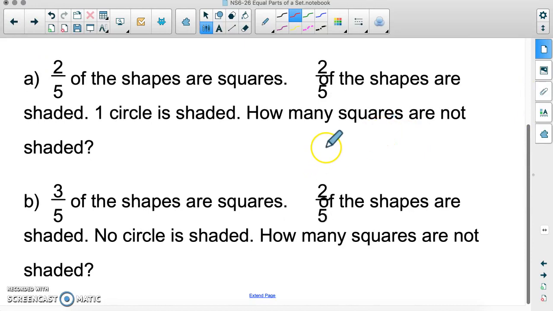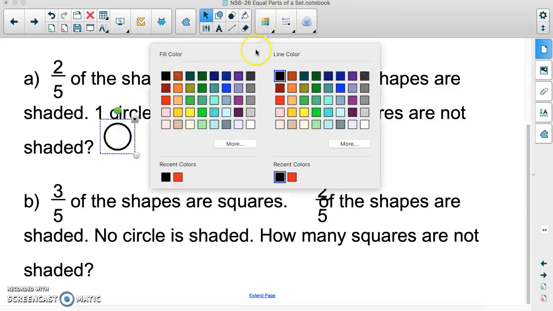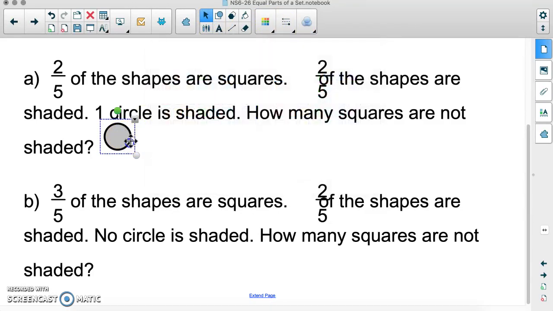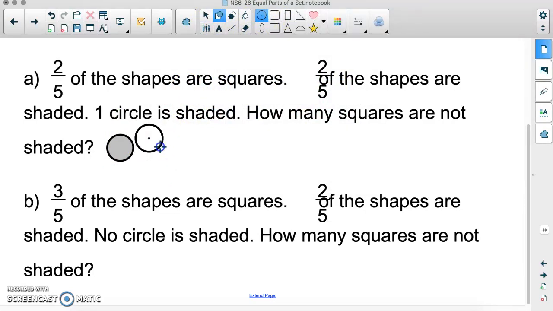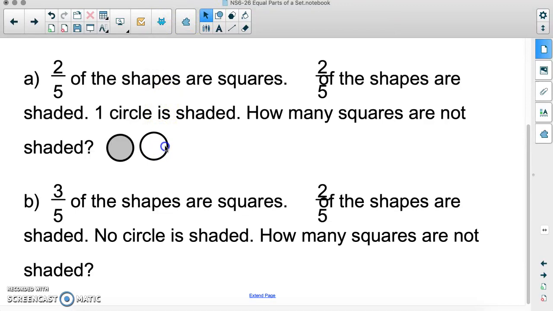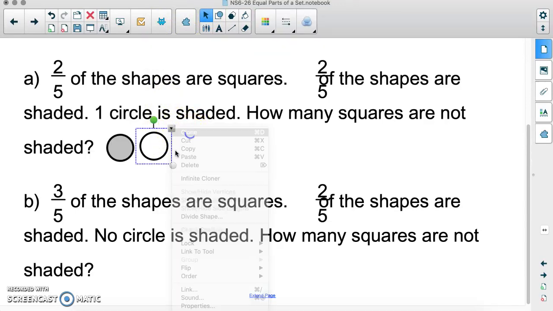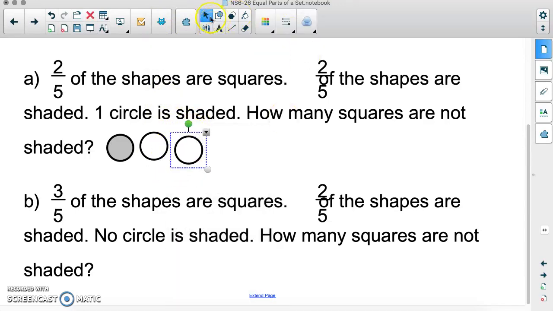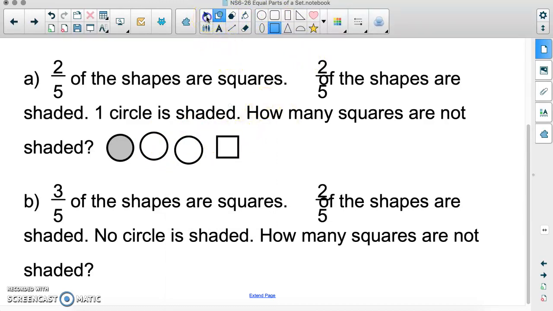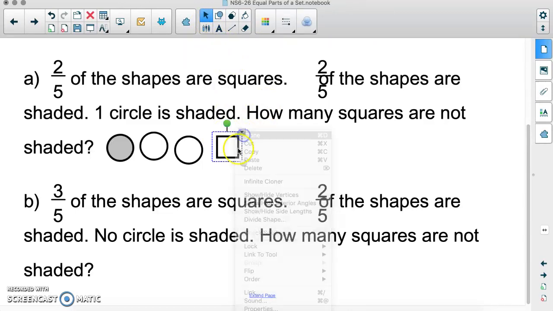So for A, you could have possibly come up with having 1 circle, and it should have been shaded, so it's gray on the inside. You can have 2 other circles that are not shaded. And then you should have also had 2 squares. One of those squares should have been shaded, and one of those squares should have not been shaded for A.